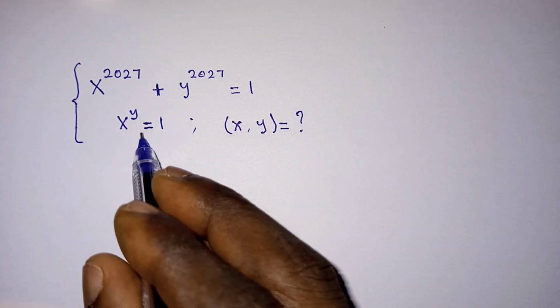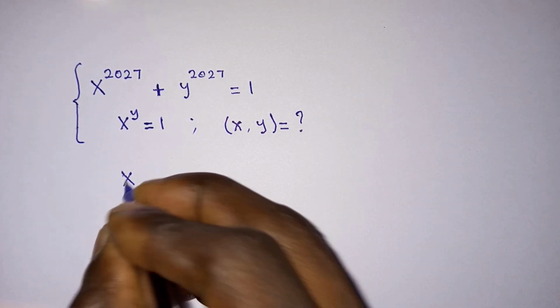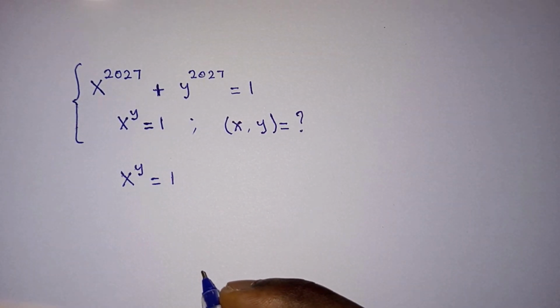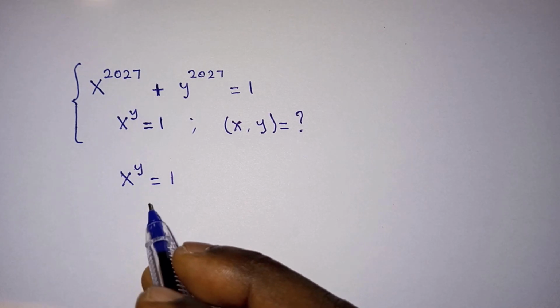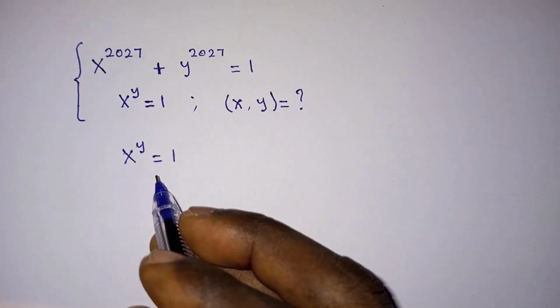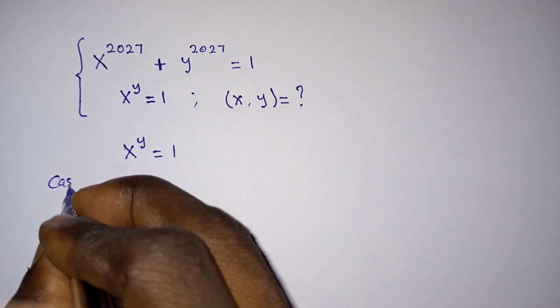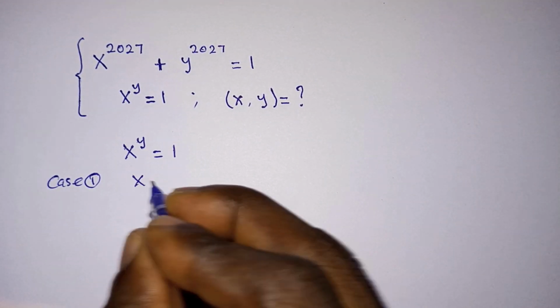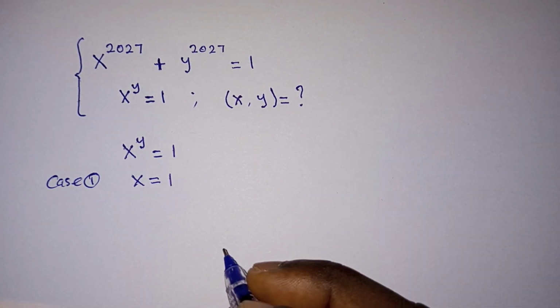First, we will consider this equation. We have x to the power y is equal to 1. So we will look for the cases that will make this equation possible, right? So the first case, we are saying that x is equal to 1, right?